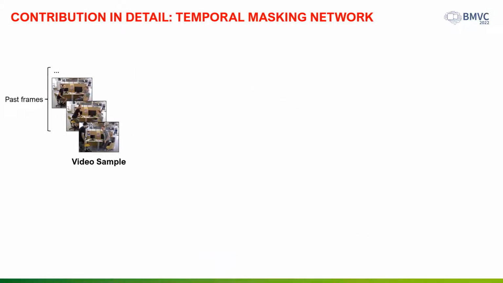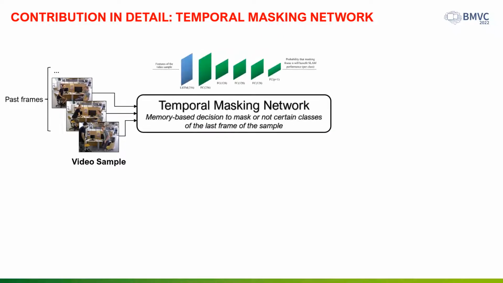A temporal masking network first consists in inputting video samples, meaning a set of past frames plus the current frame. Note that the past frames do not need to be consecutive. The temporal masking network first consists in computing features using, for instance, ResNet50, then an LSTM, then fully connected layers. This means that our network is memory-based. We can use information that is far in the past to make a decision to mask or not to mask a certain class.